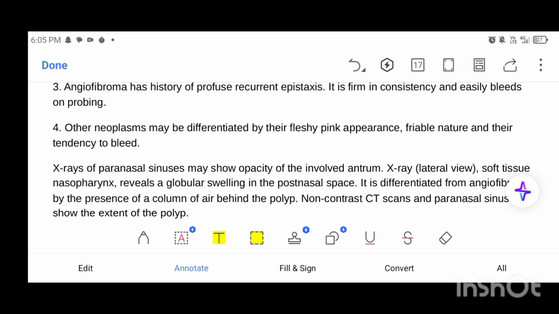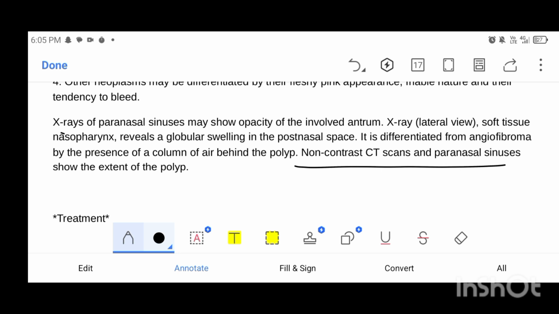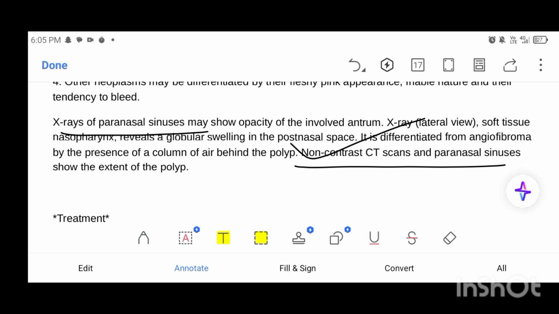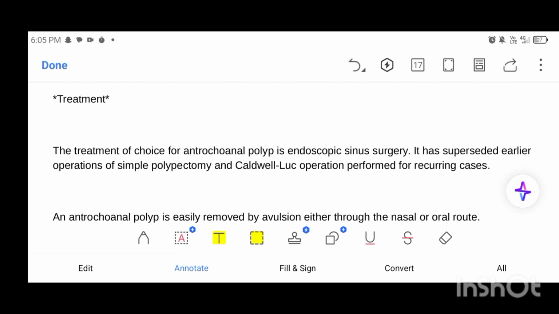And to diagnose it, we do X-rays of paranasal sinuses, and the X-rays show opacity. We do non-contrast CT scans of paranasal sinuses to determine the extent of the polyp. Now moving towards the treatment. What is the treatment? The treatment of choice is endoscopic sinus surgery. We can also go for polypectomy and Caldwell-Luc operation.